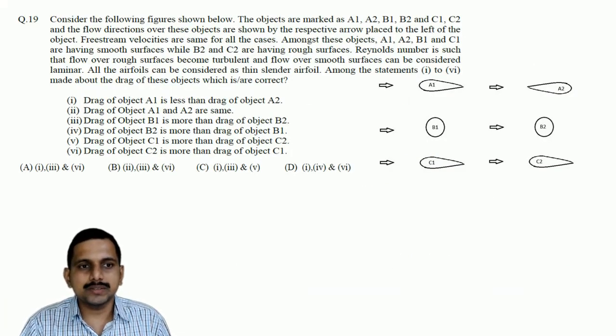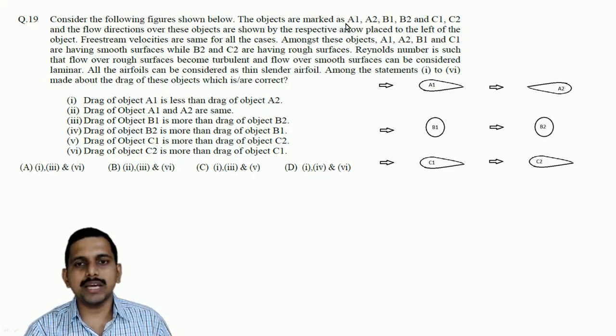The problem goes like this. Consider the following figures shown below. The objects marked as A1, A2, B1, B2 and C1, C2 and the flow directions over these objects are shown by the respective arrow placed to the left of the object. Free stream velocities are the same for all the cases. Amongst these objects, A1, A2, B1, C1 have smooth surfaces, while B2 and C2 have rough surfaces.